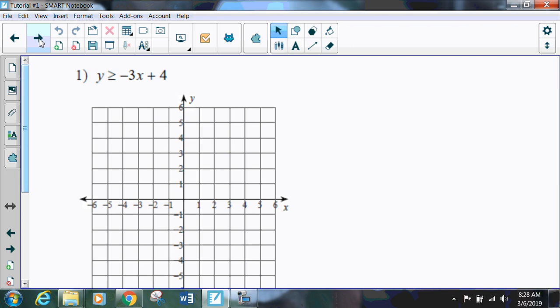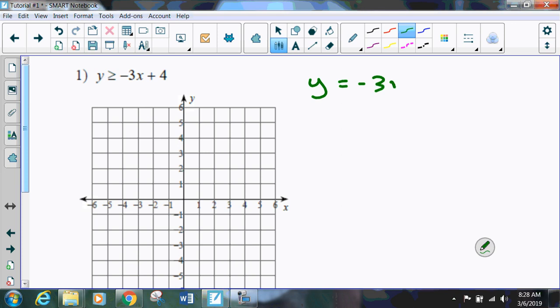All right, so when we look at number 1, we see we have the inequality y is greater than or equal to negative 3x plus 4. And let's pretend that we're really dealing with the line y equals negative 3x plus 4. Well, we know 4 is our y-intercept, so we put that there. Negative 3 is our slope, so we go down 3 over 1. And then we're going to stop.